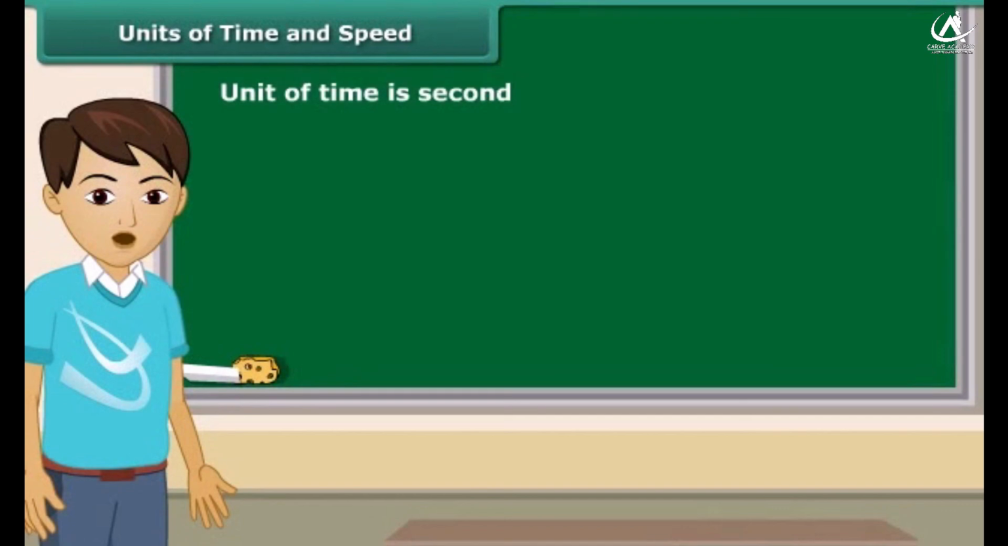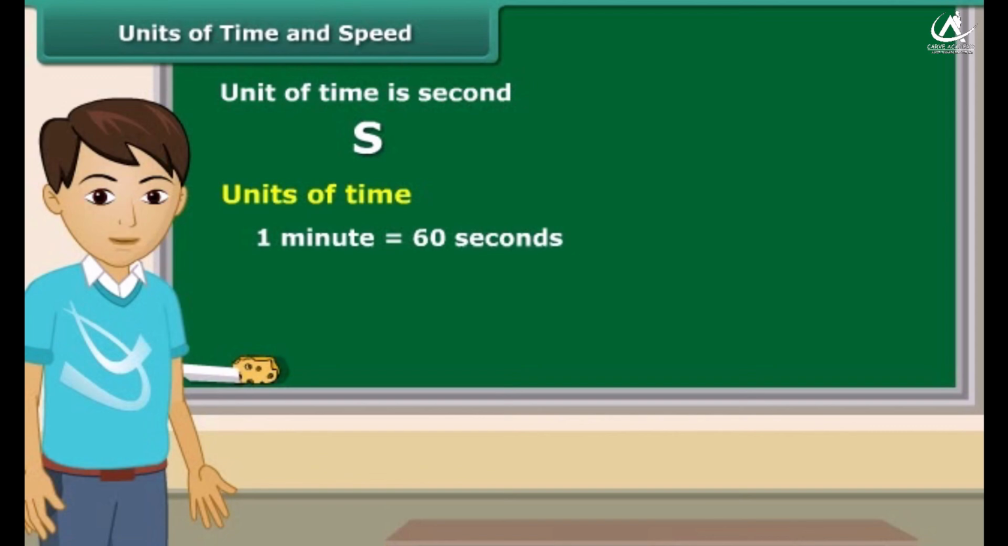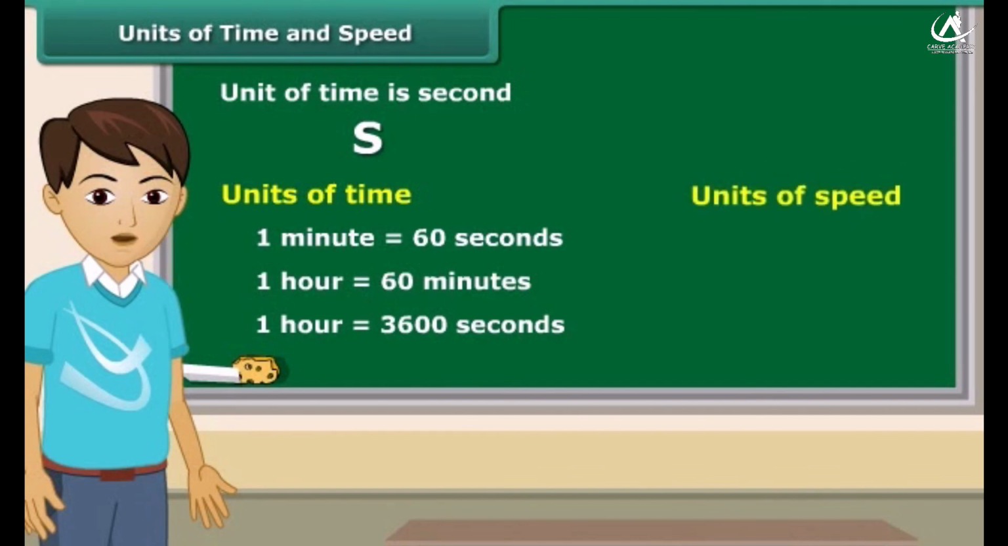The basic unit of time is second. Its symbol is s. Larger units of time are minutes and hours. 1 minute is equal to 60 seconds and 60 minutes are equal to 1 hour. The basic unit of speed is meter per second. We can also express it in other units such as meter per minute and kilometer per hour. We write the symbols of all units in singular.